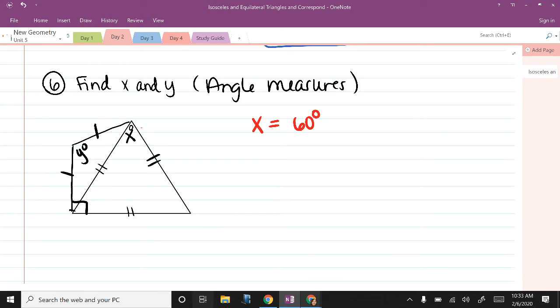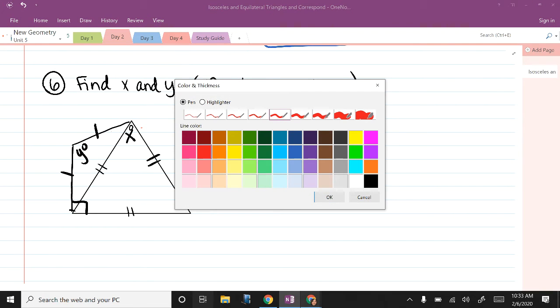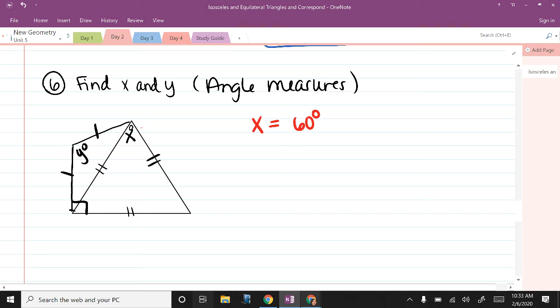Now we got to find Y. Do we have enough information to help us find Y? How can we find Y? Okay, yeah, it has that right angle symbol right here, right? And we know that's the equilateral triangle, so this is a 60-degree angle. Y'all see that? So that means this little part of this angle right here has to be how much? 30 degrees. Y'all see that?